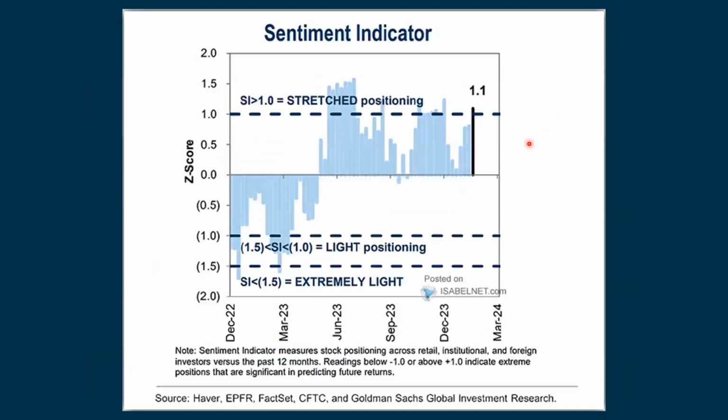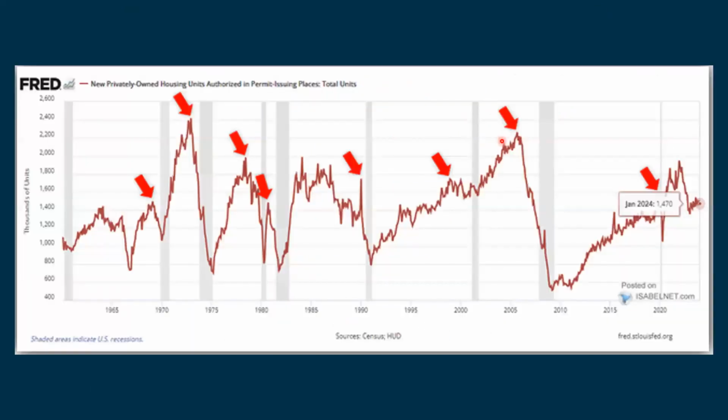We are still looking a little extreme when it comes to sentiment. We're coming above this dashed line here, which just means that folks are getting pretty optimistic. And then we have new privately owned housing units that are authorized and permit issuing places. Okay, why can't they just speak English when they do these charts?